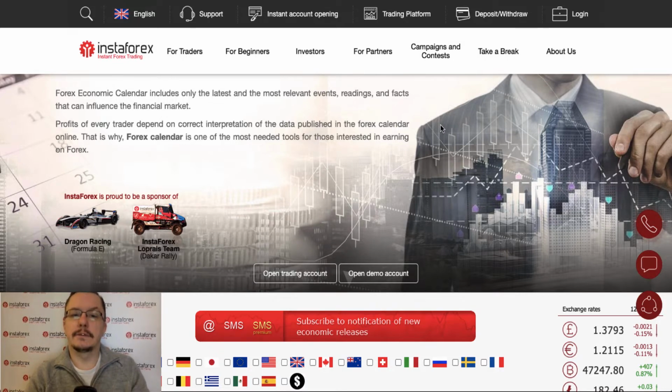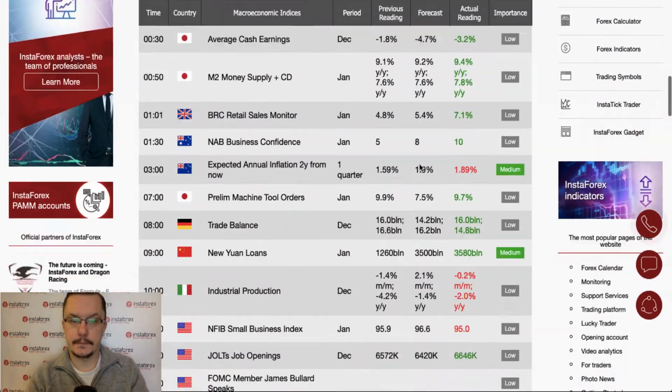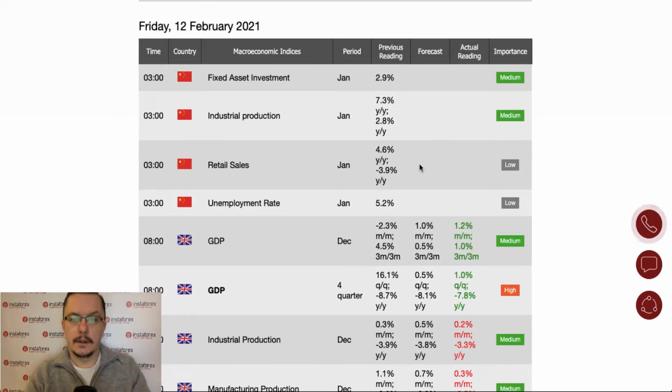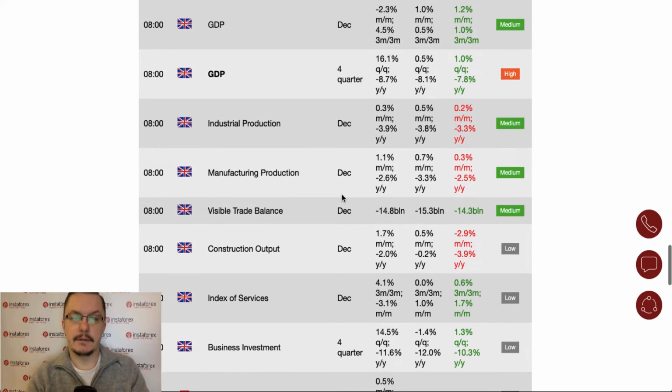Let's take a look at what's going on on the Forex calendar, and then of course we'll take a look at appropriate charts. Swipe down towards Friday and here we go. Some data had been released already. Those particular data were from China: the fixed asset investment, industrial production, retail sales and unemployment rate, all of them had been released already. Actually, we don't have any reading for that, so let's just swipe lower.